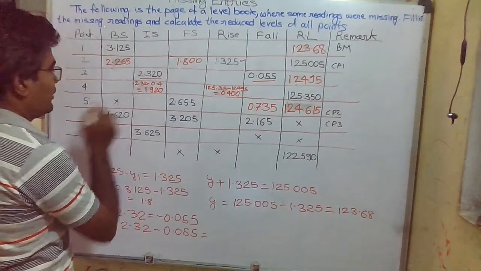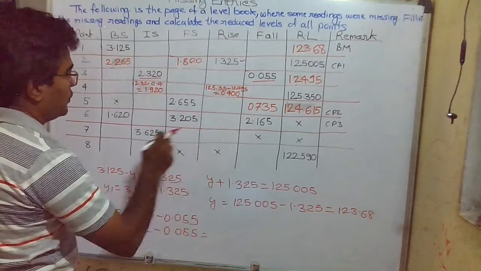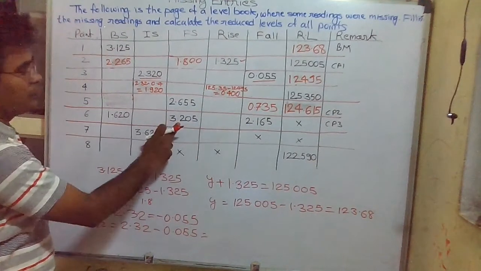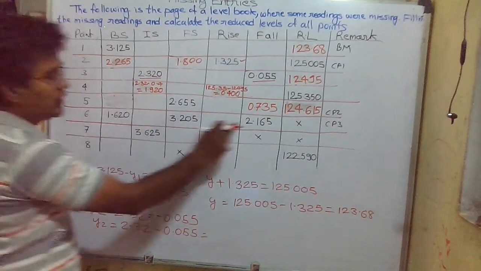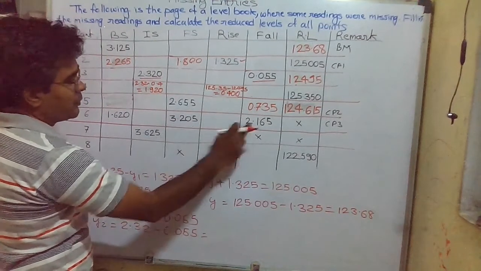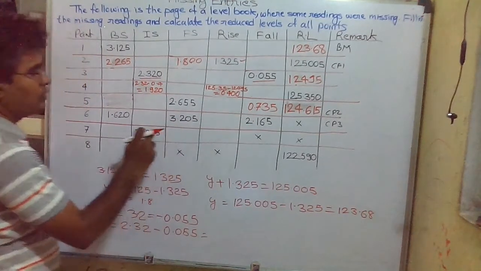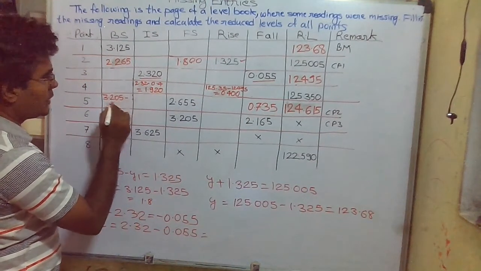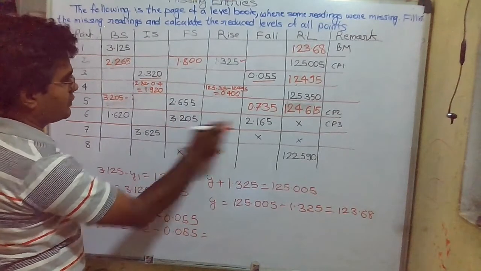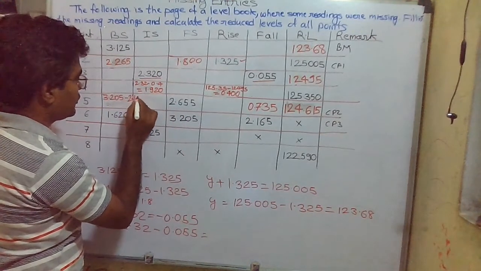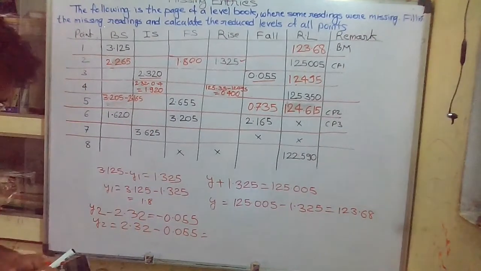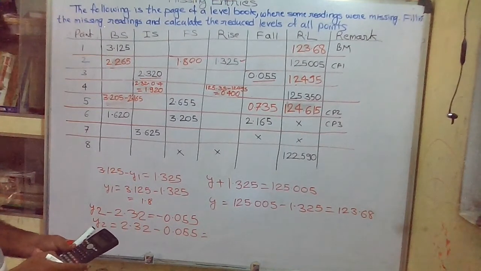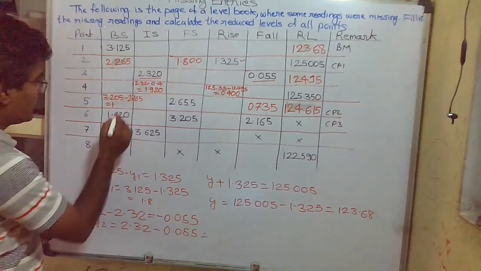Now the next missing entry is this one. Here it is the fall. How do we get this value? Just by subtracting the foresight reading from the backsight reading. So here we do 3.205 minus 2.165, which is 1.040.